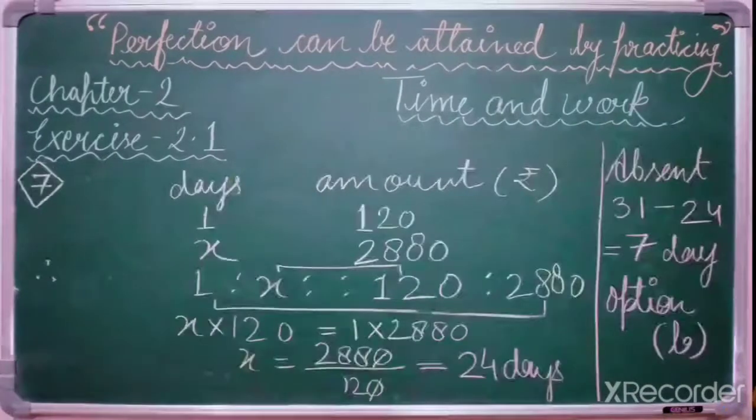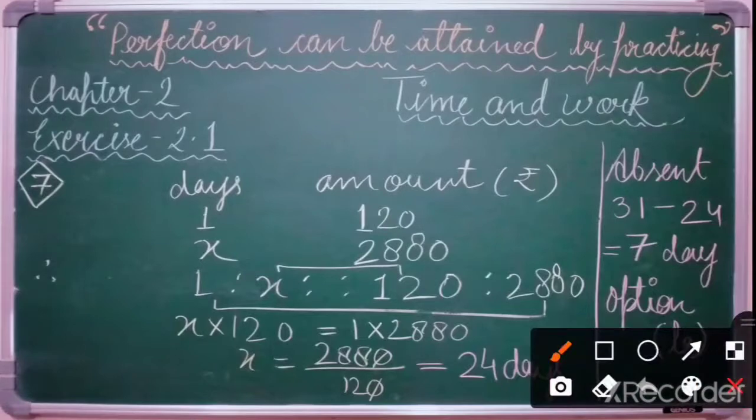Moving to question number 7, that is, a mason gets rupees 120 for every day he works. If he got rupees 2,880 for the month of January, then for how many days was he absent? What we will do, we will keep it in the ratio and proportion method, days and amount simultaneously. For one day he is getting 120 rupees, and suppose for x days he is getting 2,880 rupees.